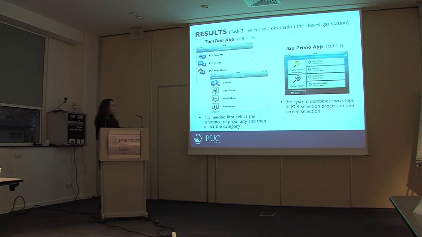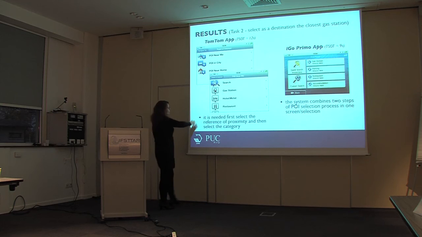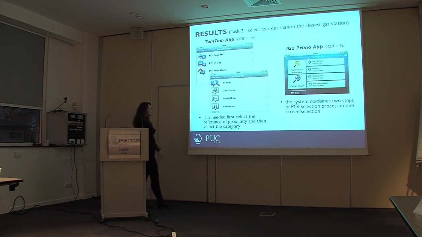On task 2, select as a destination the closest gas station, iGo Primo has a better solution because 2 steps in the point of interest selection are combined in 1 screen. In TomTom, first we need to select the reference of proximity, and after select the point of interest category. And in iGo Primo, these 2 steps are combined in 1 screen.